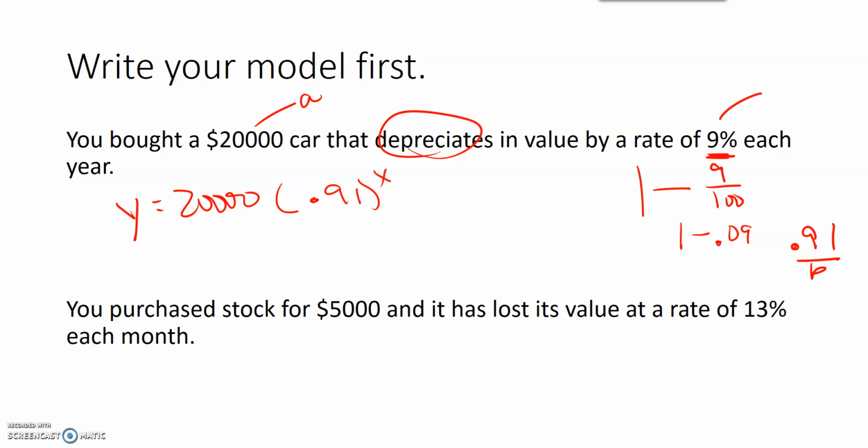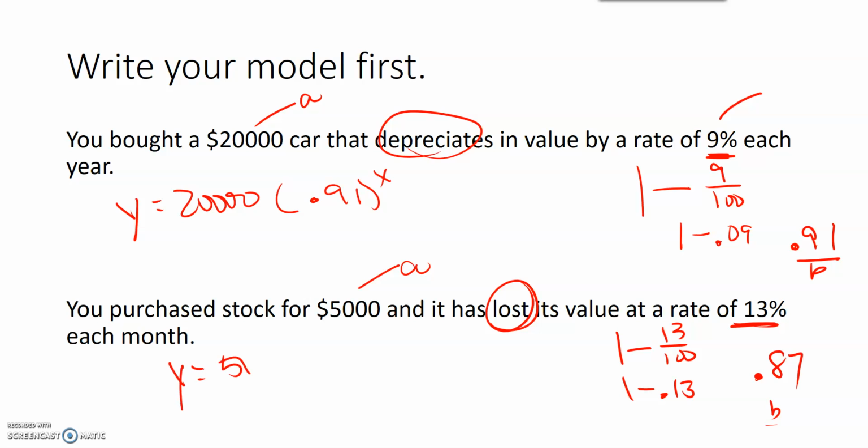So our next example here, you purchased stock for $5,000 and it lost, that's our clue that this is decay, its value at a rate of 13% each month. So second read-through, identify the A. We purchased stock for $5,000 and it lost its value at a rate of 13%. Our b is going to use that, so 1 minus 13 over 100, or 1 minus 0.13. I can put that in a calculator if I need to, and I would recommend it if you need to. With adding, you're just tacking the decimal onto a 1. It's really easy. Subtracting, it's a little different. Sometimes you might get confused, so I would use the calculator if you need to. For this one, you get 0.87, so that's our b value. To write our model, y equals 5,000 times 0.87 to the x power.